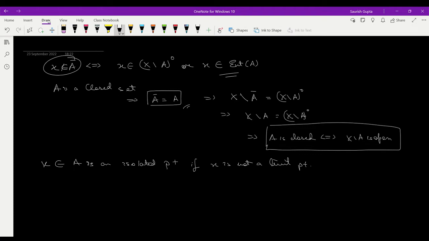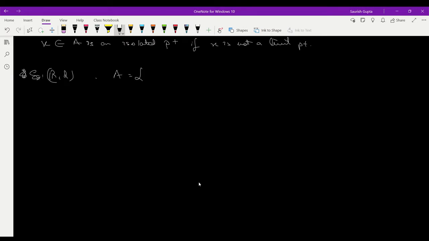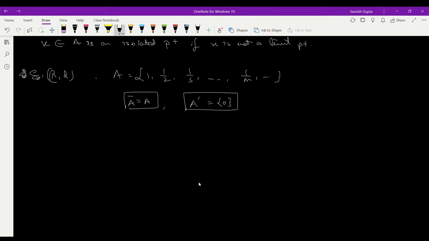For example, let's say we have the metric space R, d, where d is the usual metric, and let's say we take this set A: 1, 1 upon 2, 1 upon 3, and so on, 1 upon n, and so on. It is pretty much evident from here that A closure equals A, that is, A is a closed set. What is the only limit point here? The only limit point here is 0. So every element of A is not a limit point. What does that mean? Every element of A is an isolated point, right?